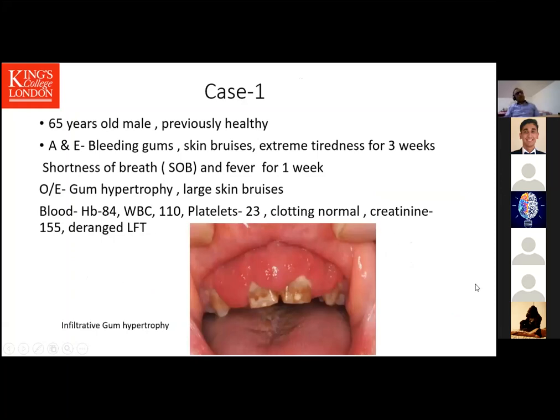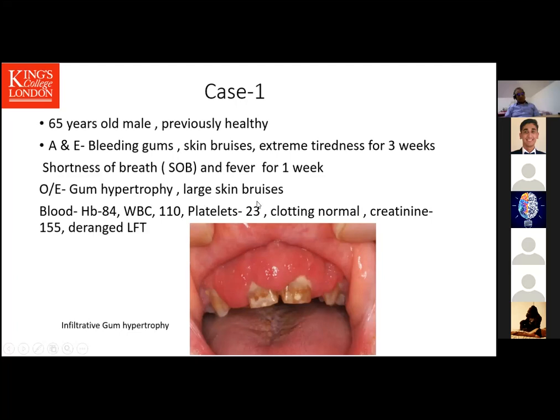So a 65-year-old male, previously healthy, presents to A&E with bleeding gums. He's got some skin bruises and extreme lethargy or tiredness for about 3 weeks. He has shortness of breath for about a week and some fever. On examination, he was found to have gum hypertrophy, which you can see on your screen.